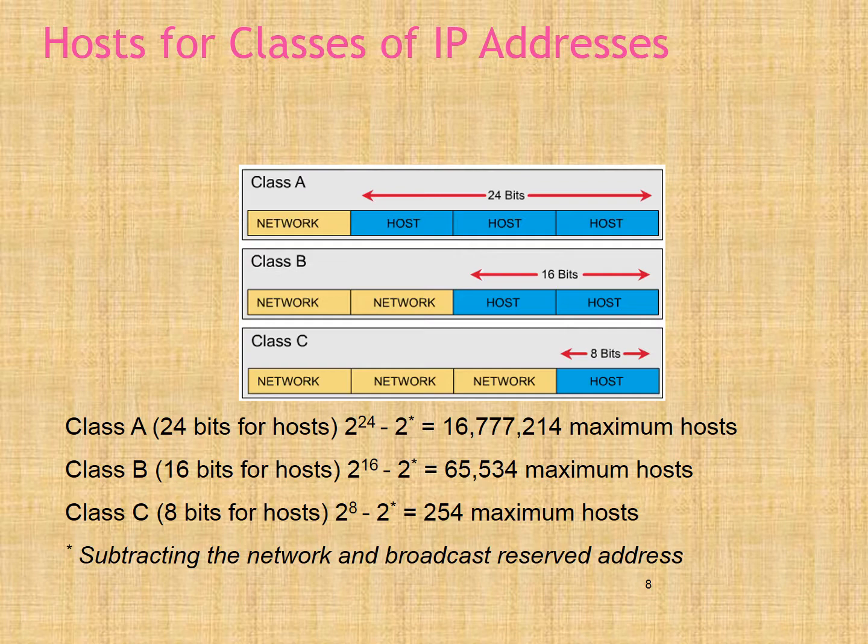Class A, 24 bits per host: 2 to the 24 minus 2 is about 16,777,214 hosts. Class B, 16 bits per host: 2 to the 16 minus 2 is 65,534 hosts. Class C, 8 bits per host: 2 to the 8 minus 2 is 254 hosts. Subtract 2 for the network and broadcast reserved addresses.